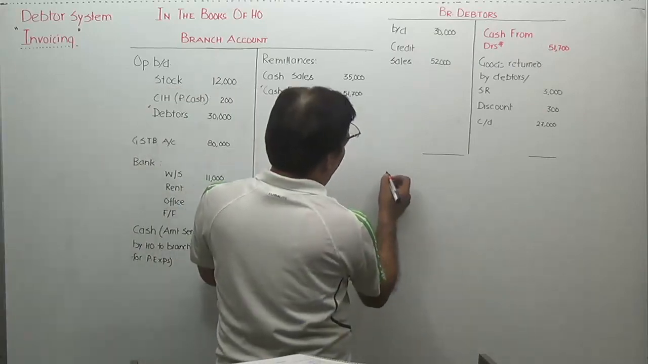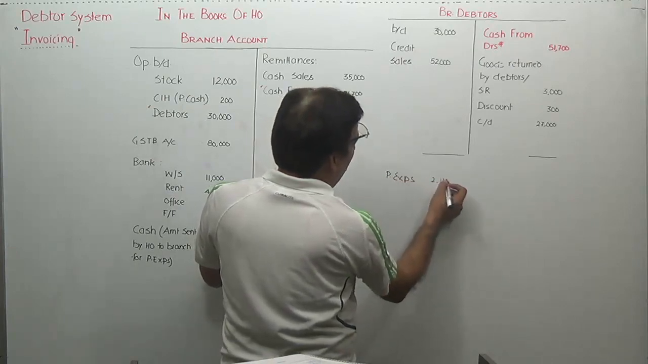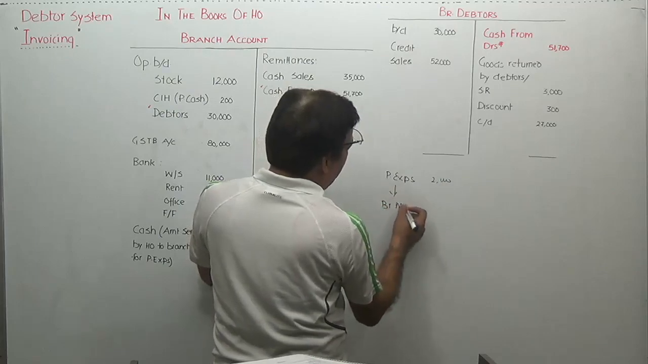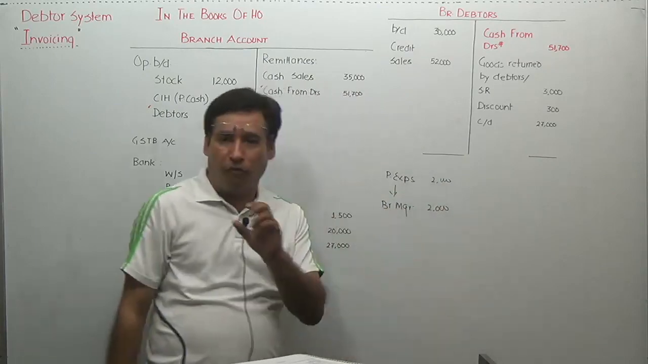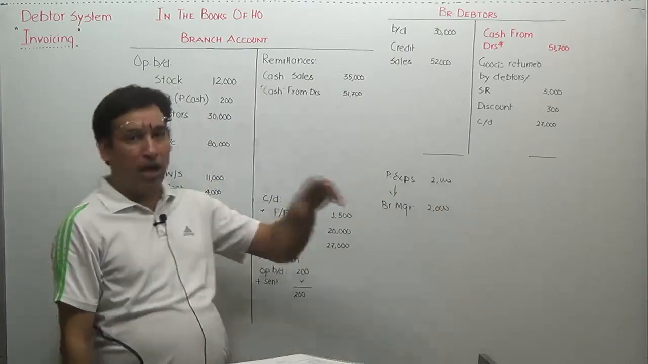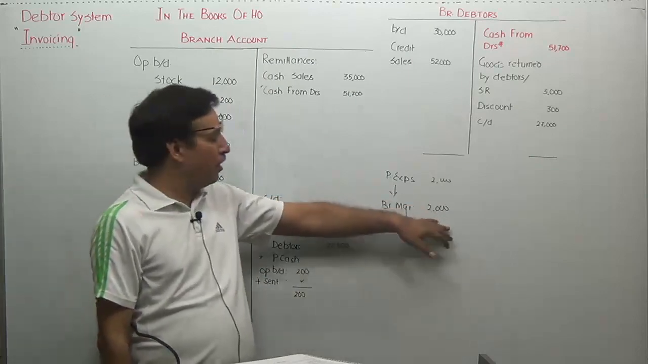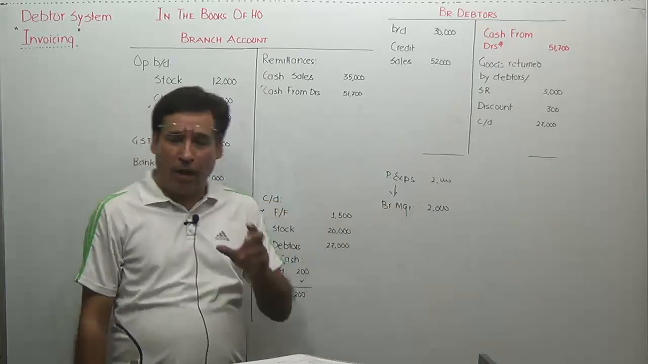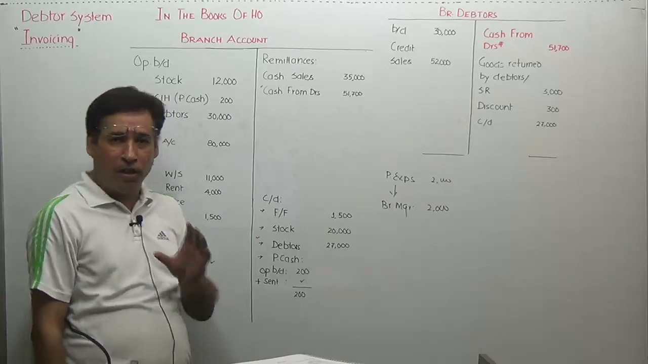Either it could be given this way round, that petty expenses rupees 2,000, or it can be given this way round, that branch manager's expenses 2,000. Remember one thing, there is a slight difference between branch expenses and branch manager's expense. Even in the last session, we had a discussion regarding that. Branch manager's expense signify amount spent by branch manager out of petty cash available with him. Is it clear to you?